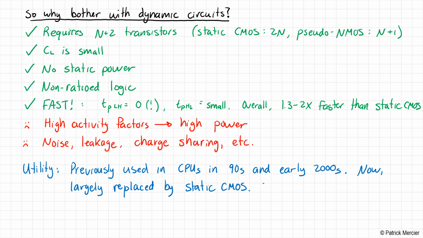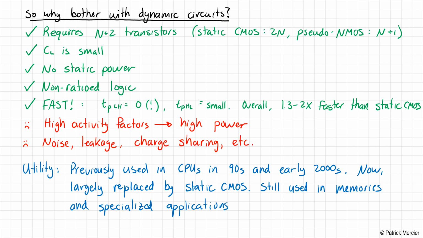With all of that being said, this style of dynamic logic is still used in memories and specialized applications, mostly for area efficiency. As we'll get to discussing in memories, it turns out that area is the number one criterion when we get into those designs.